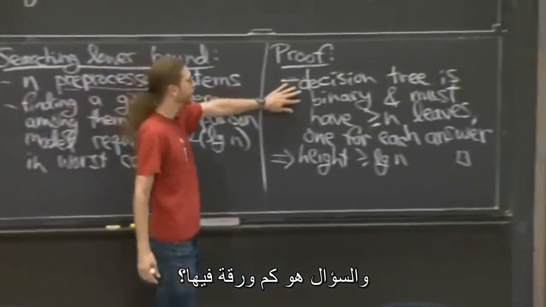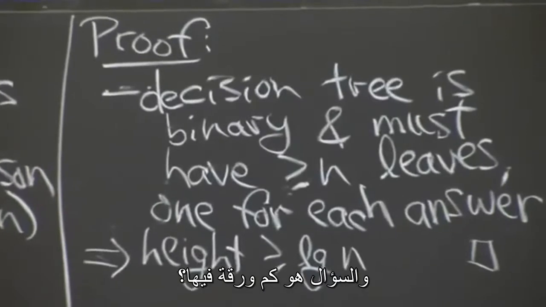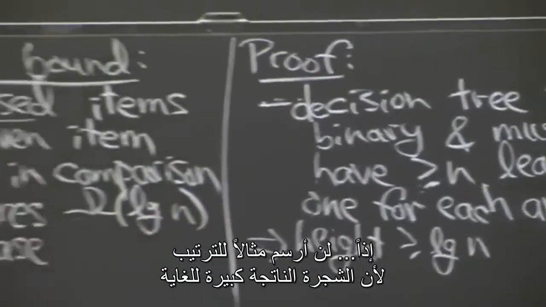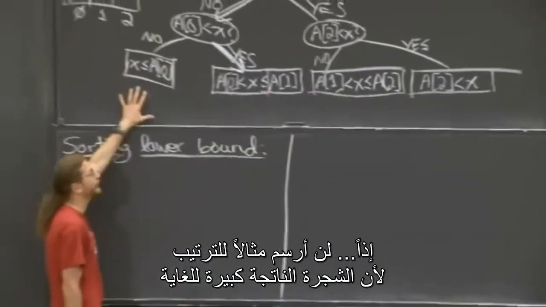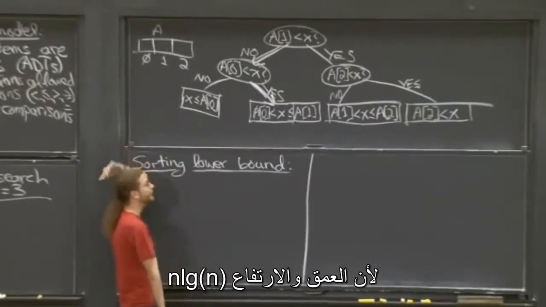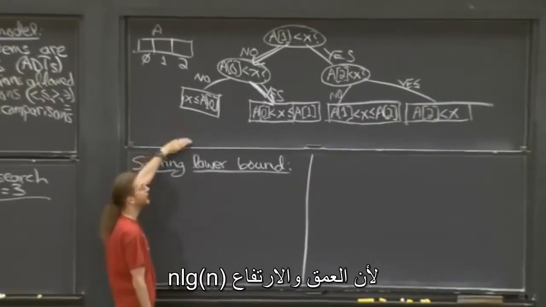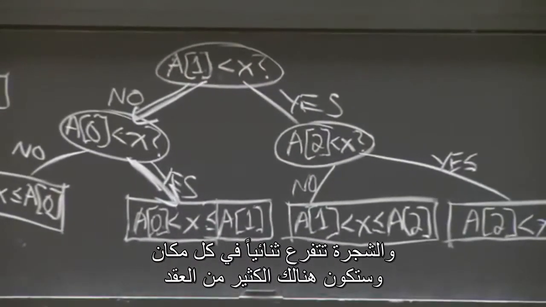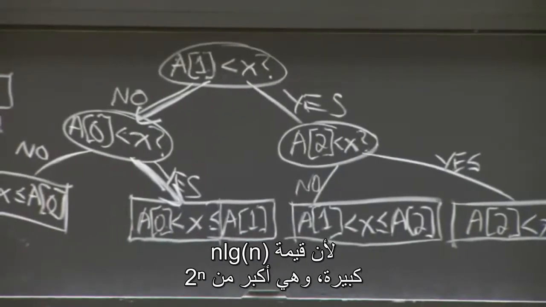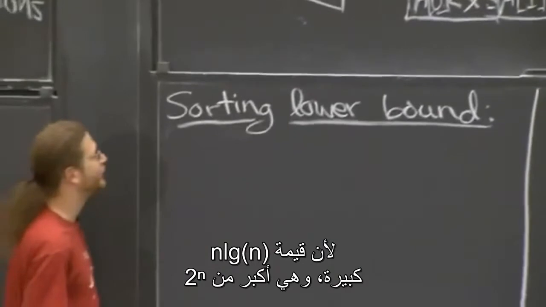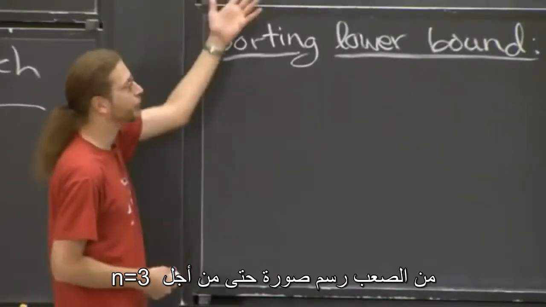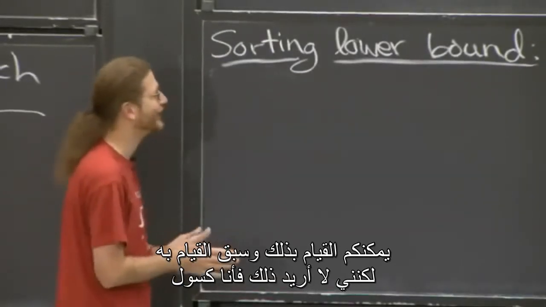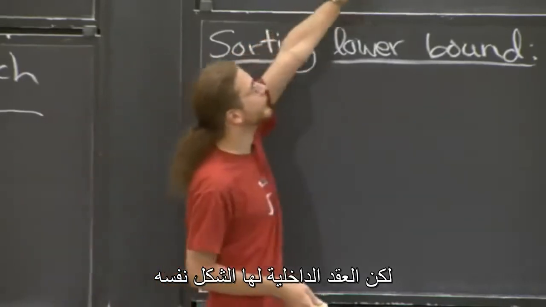Decision tree is binary. The question is, how many leaves does it have to have? For sorting, I'm not going to draw an example because the trees get ginormous, right? Because if the depth is n log n, the height is n log n, and it's binary and branching everywhere. That's a lot of nodes. 2 to the n log n is big, more than 2 to the n even. So it's hard to draw a picture even for n equals 3. You can do it. People have done it, but I don't want to. I'm lazy.